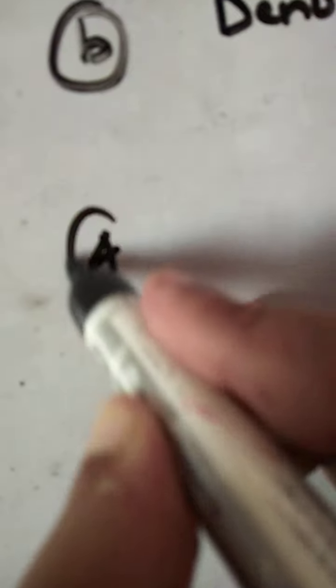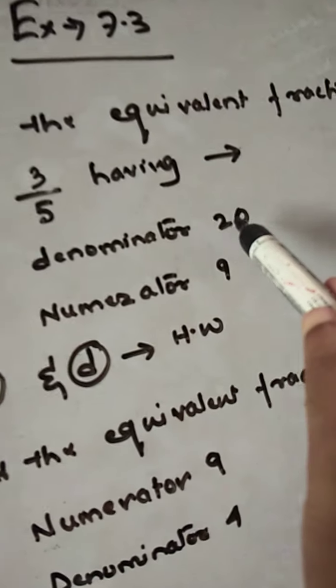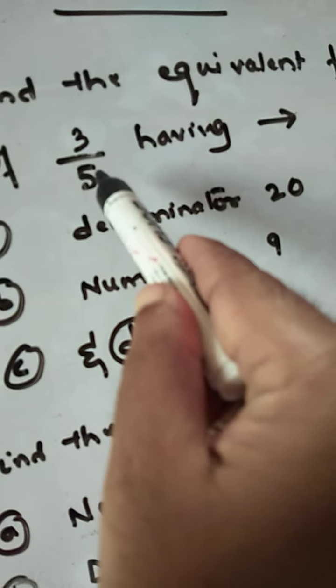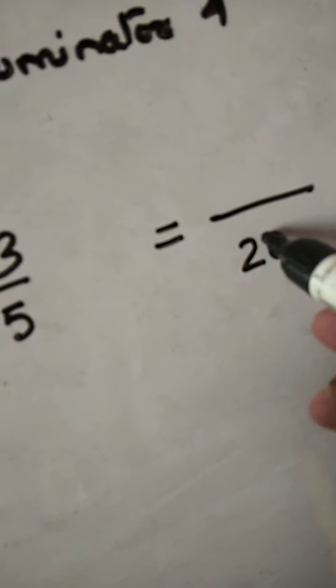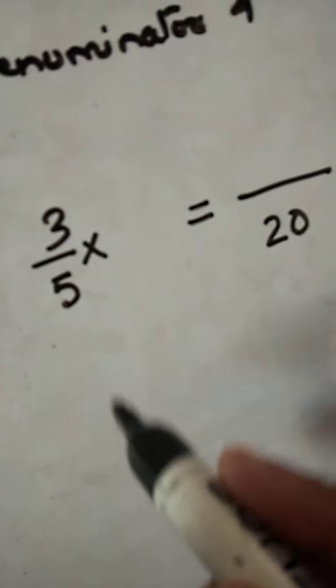See, question number 4. Now, what is the fraction given in the question? 3 by 5, isn't it? So, we'll write 3 upon 5. Okay. Now, you have to make the denominator 20. So, equals to, you have to make the denominator 20. Now, what exactly do you have to do? That means you have to multiply, isn't it? 5 into something will give you 20, isn't it? So, what is that number?